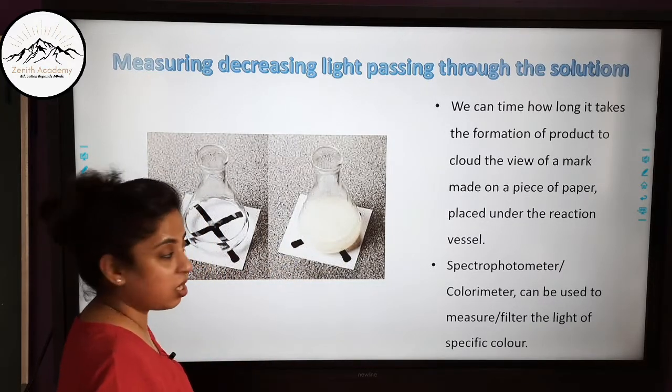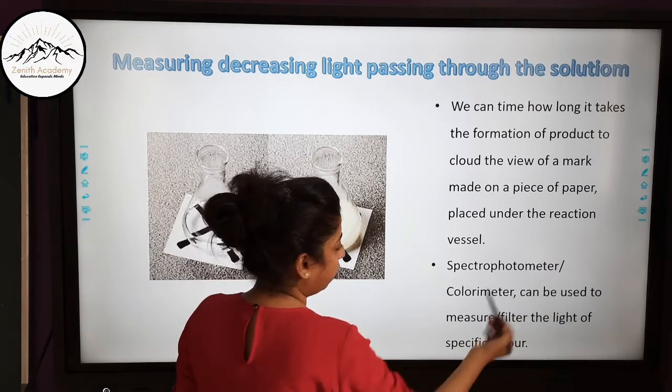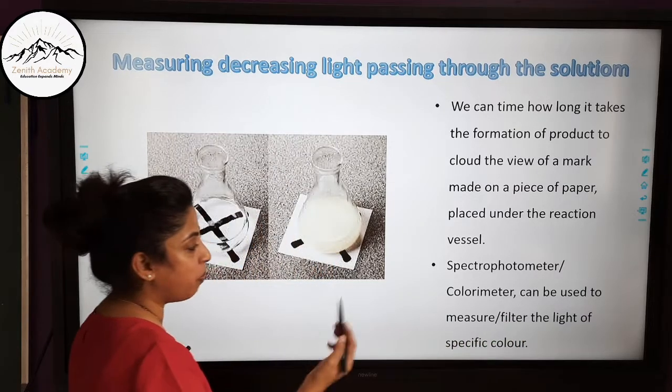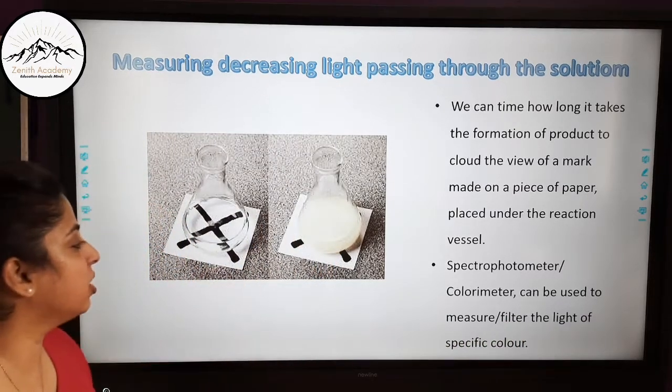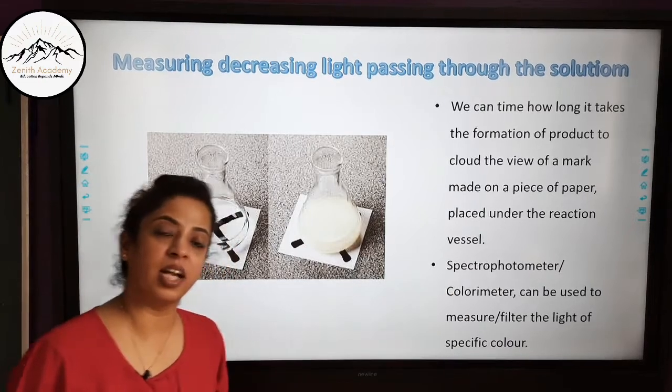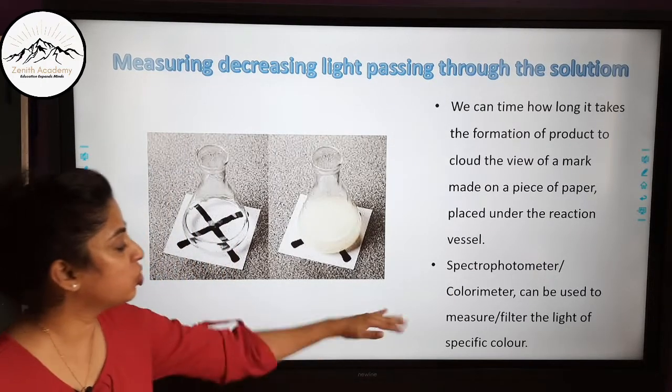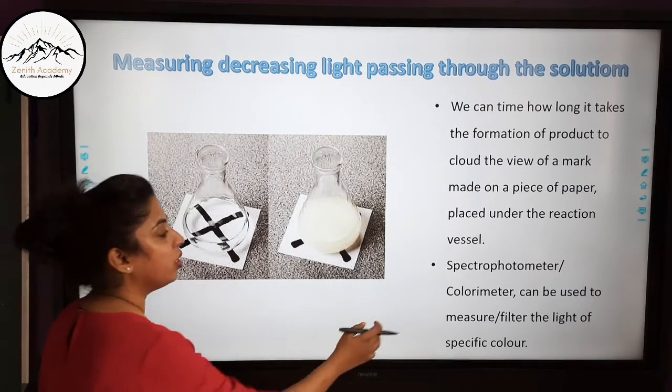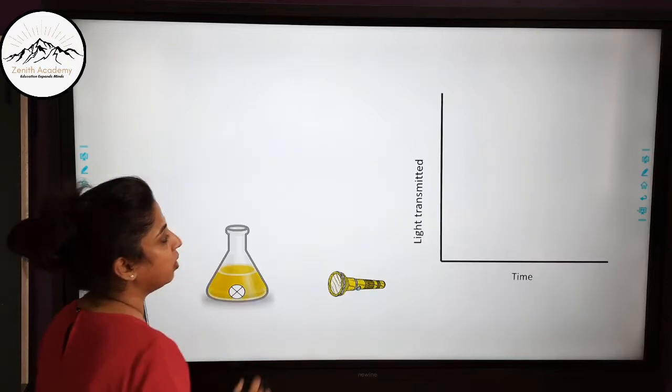The other ways are using a spectrophotometer or a colorimeter. A spectrophotometer measures the light of a specific color and a colorimeter filters the light of a specific wavelength. So these two also can be used. A very good and convenient method is this one.